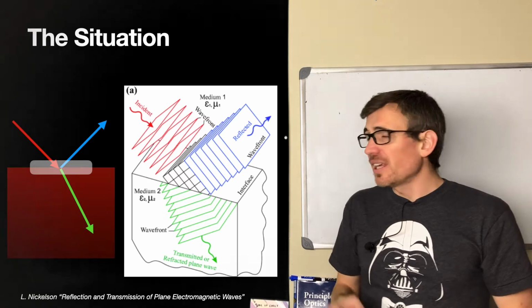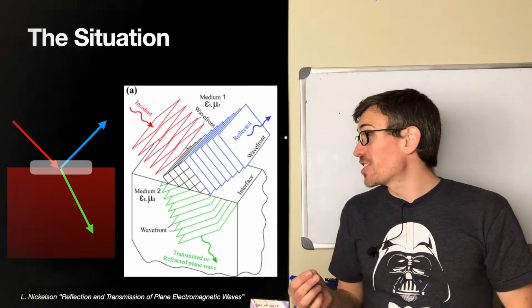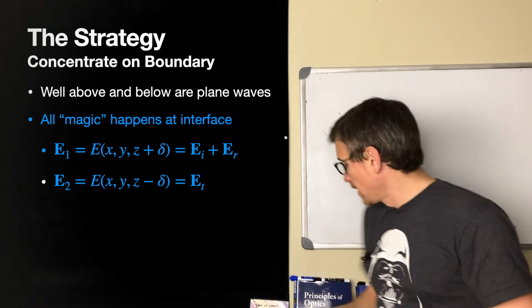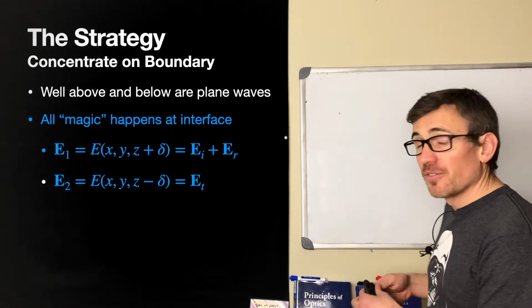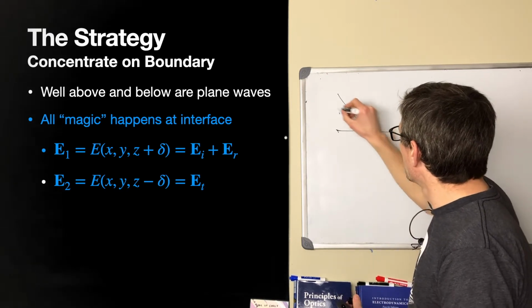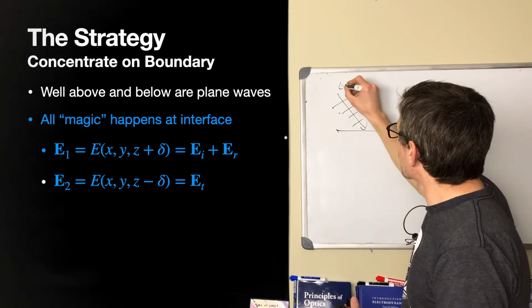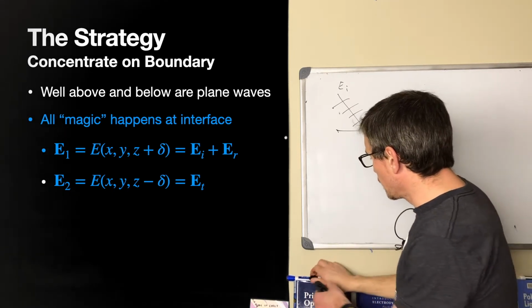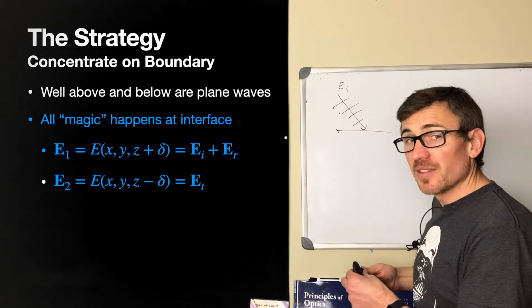So the key here is that all the magic is really happening at the boundary. So we're going to break it down this way, that right above we have two fields. We have an incident field, we're going to call E incident, and we have a reflected field, and we're thinking of these things as rays.